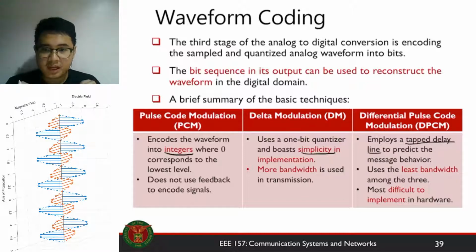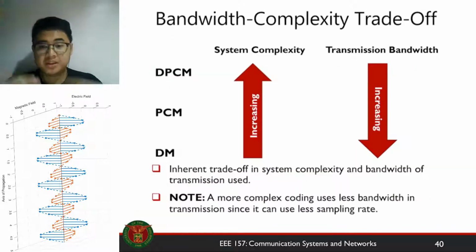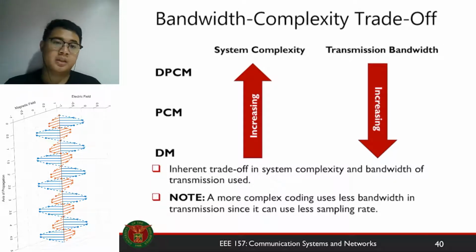However, DPCM is the most difficult to implement in hardware due to its tap delay line. Okay, it uses a tap delay line, so it will have a more complex implementation in hardware. So bottom line, between the three, right, PCM is the most balanced in terms of complexity and transmission bandwidth. And if you have a large transmission bandwidth and you don't want to have a more complex system, use the delta modulation.